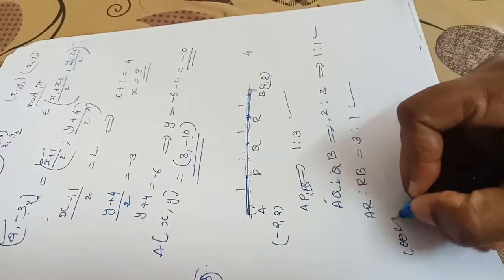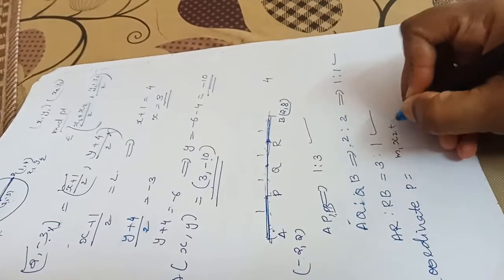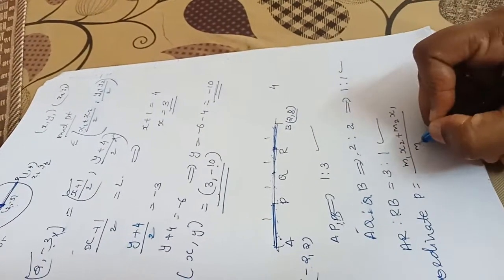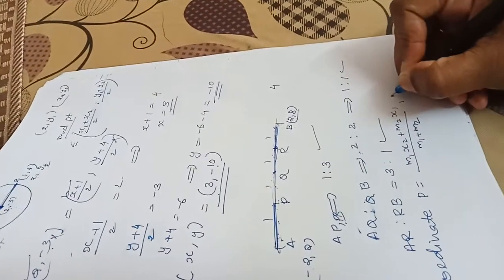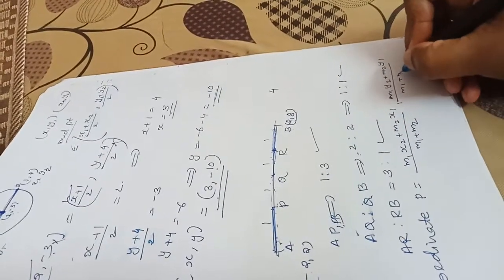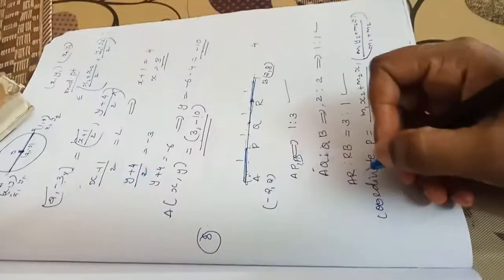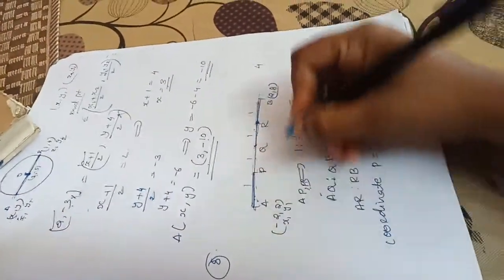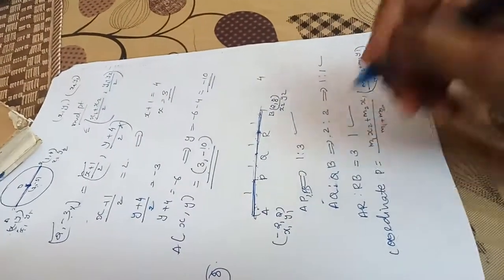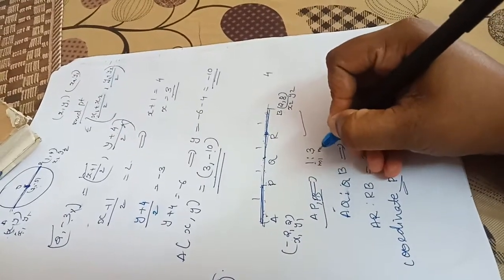So if we want to calculate coordinate P, what is the equation? (m1 x2 + m2 x1) divided by (m1 + m2), comma, (m1 y2 + m2 y1) divided by (m1 + m2). The points x1, y1 and x2, y2 are always these 2 points. This is x1, y1, and this is x2, y2. Only the ratios are different. For point P we are calculating the 1 is to 3 ratio, so m1 is 1, m2 is 3.